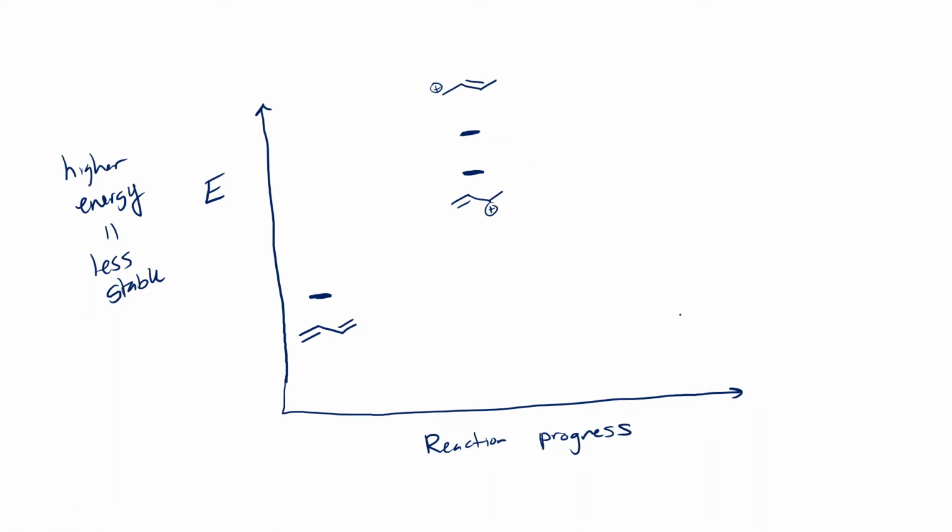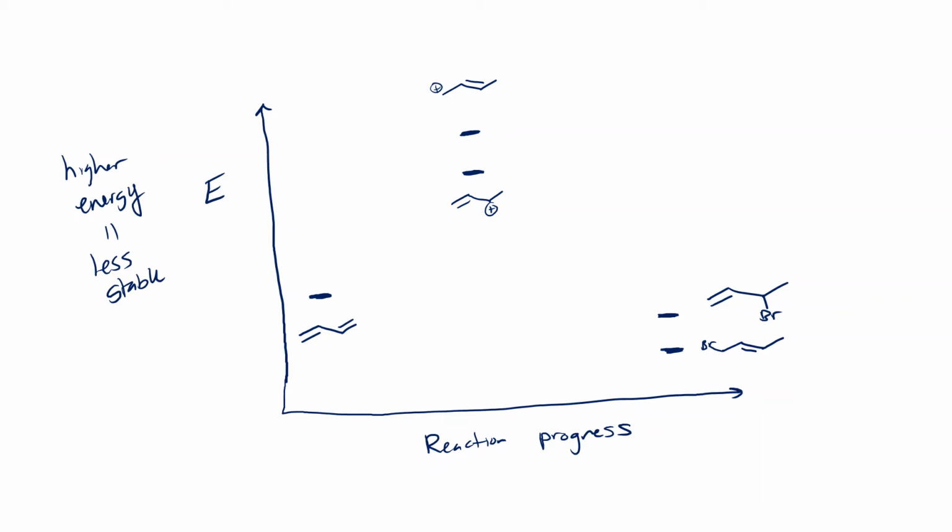And then our products, we have two products, and one is going to be more stable than the other. And so the more stable one is going to be the one with the alkene connected to more carbons. So that's the 1-bromo-2-butene. And then the less stable one is going to be the one where we have the alkene connected to fewer carbons. And that's going to be this one here, the 3-bromo-1-butene. All right, so we have plotted all of our intermediates and stuff. Now we just need to connect them.